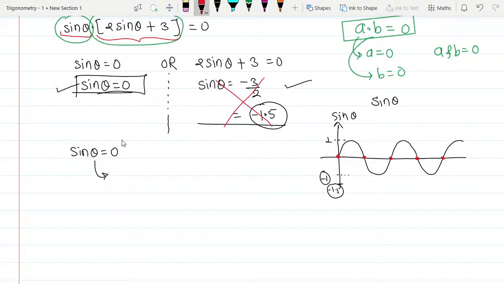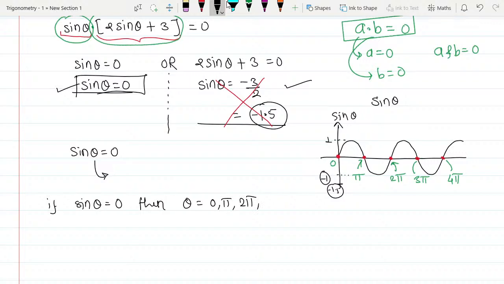When do we have sine 0? At 0 we have sine 0. How much is this point? This is nothing but pi. This is 2 pi. This is 3 pi. This is 4 pi. So at all these points the amplitude is equals to 0. So if sin theta is equals to 0, then theta is equals to what? Theta is equals to 0, pi, 2 pi, 3 pi. At all these points my sin theta is equals to 0.